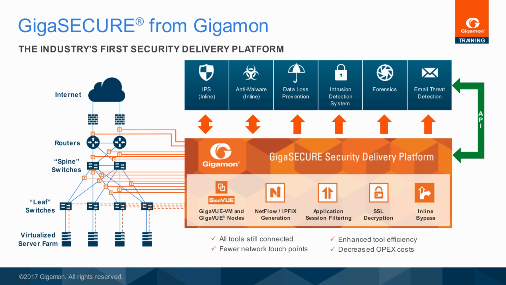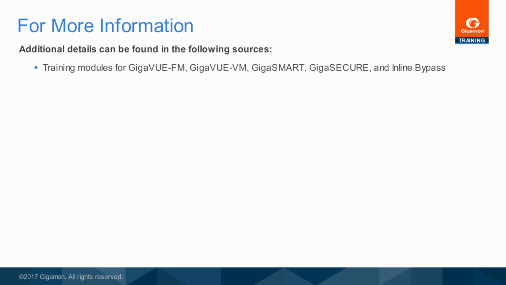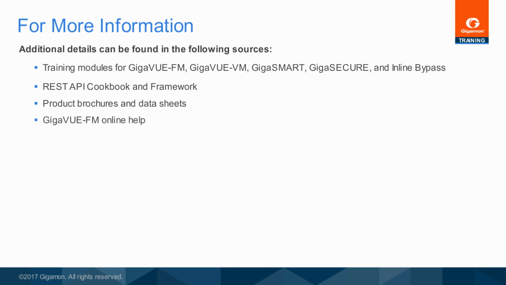All of these features and others can be configured automatically and programmatically by an orchestration platform or even directly by a tool through Fabric Manager using the REST API. Additional details about Fabric Manager and all of the associated visibility fabric components which can be configured, managed, and controlled by Fabric Manager can be found in the training modules for GigaVUE-FM and each of the individual components, in the RESTful API cookbook of examples and a related REST framework which can be used to deploy configurations, in the mini product brochures and datasheets for GigaVUE-FM and the individual components and features, in the GigaVUE-FM web interface online help topics, and in the user guides.